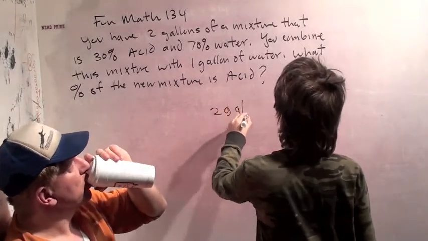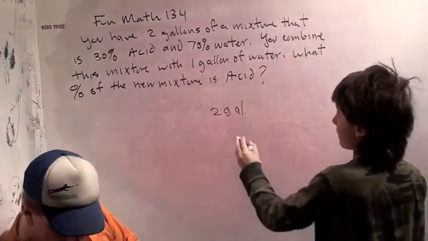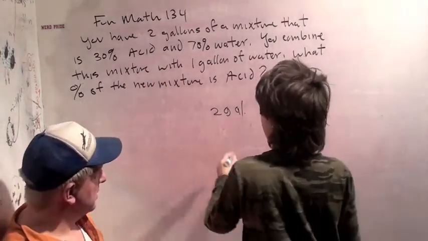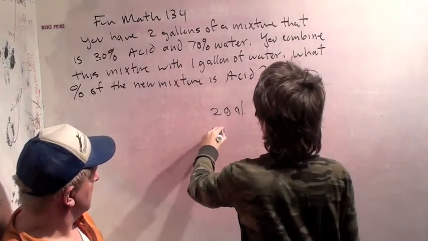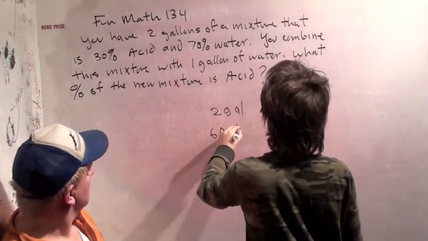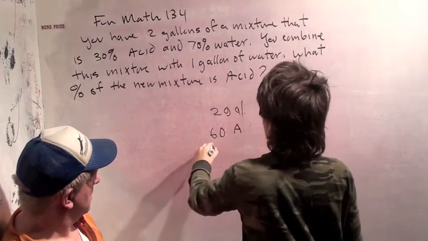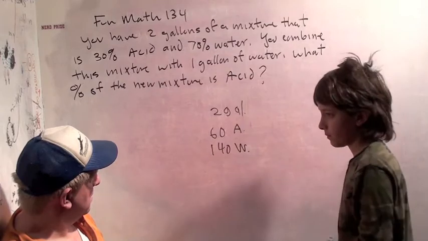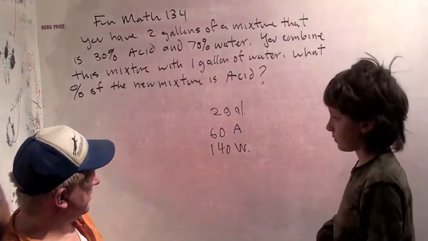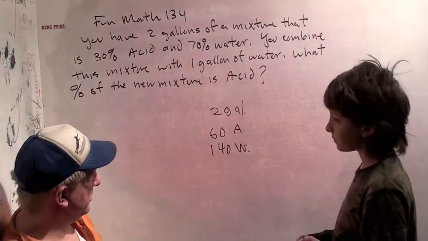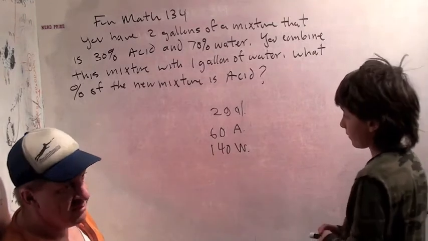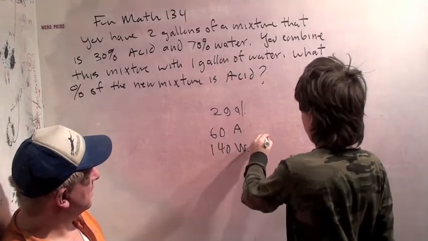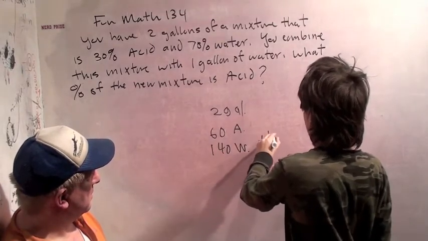So we've got 2 gallons of the first mixture, which means that we could say there's 60 acid and 140 water. Okay, you're just saying a gallon is 100, so 2 gallons is 200. Then we have 2 plus 100 water.